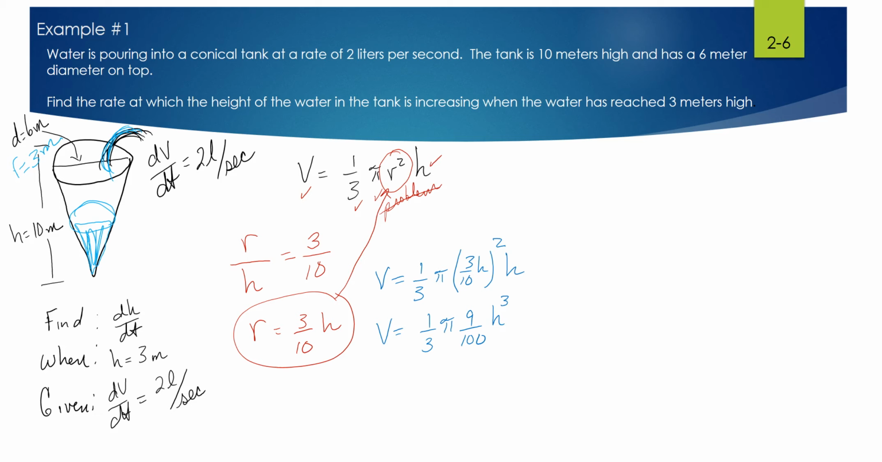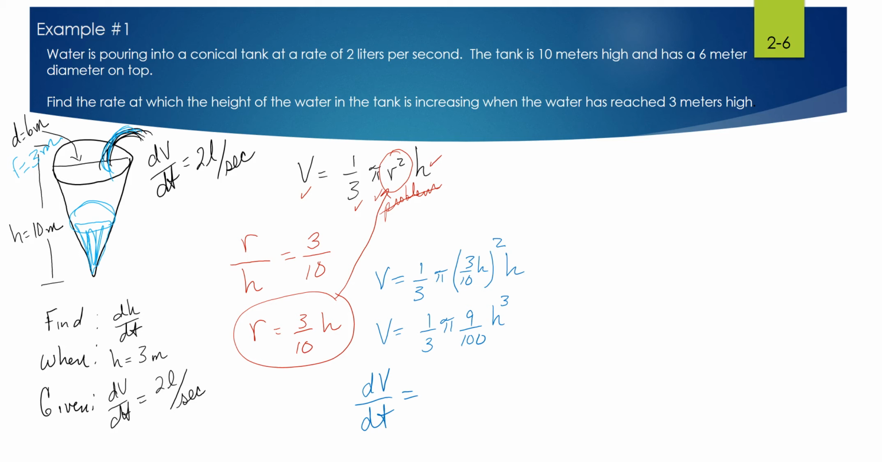Notice I didn't simplify fully because I know using my power rule, my 3, when it drops, is going to get rid of that 1/3. So sometimes simplifying fully, if you're not thinking about what you're going to be doing in the next step, makes more work for you. So now I'm going to derive dV over dt.